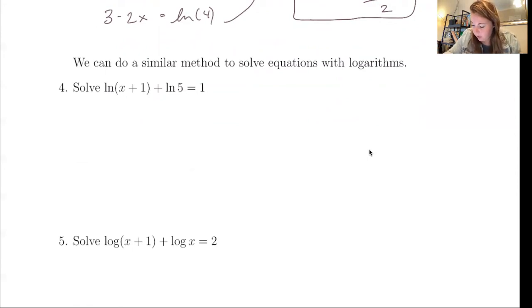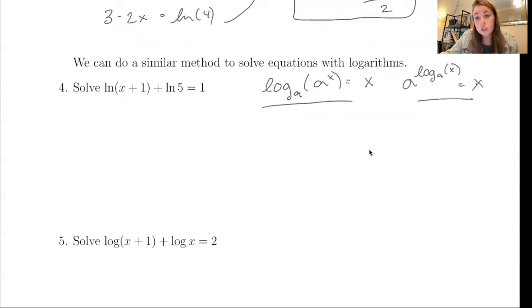Well, so we just used above the fact that log base a of a to the x gives me x. That's one of the inverse functions, but we also have a to the log base a of x equals x, right? So we have both of these in our arsenal. We just used this one, so now we're going to use this one, okay? So I have ln, log base e, of x plus 1, plus ln of 5 equal to 1.